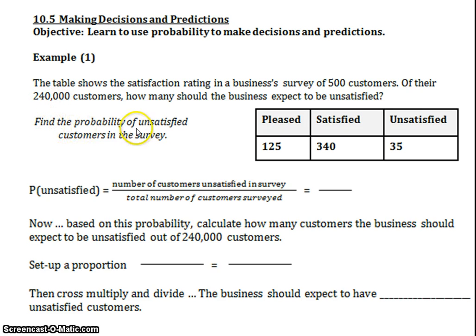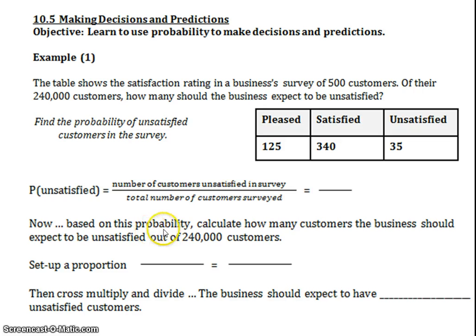Now, we're going to find the probability of unsatisfied customers in the survey just from this table. The probability of unsatisfied customers is the number of customers unsatisfied in the survey set over the total number of customers in the survey. So please write that ratio right here. Unsatisfied to total number of customers in the survey.